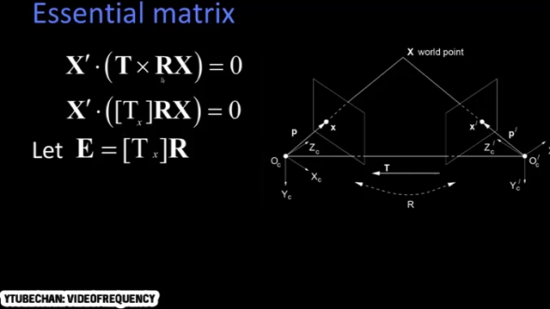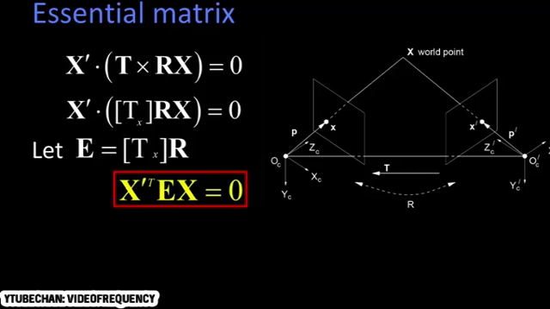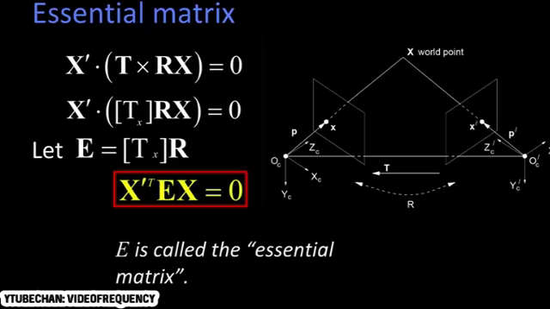Well, as soon as you do that, you realize I have this really beautiful, elegant expression that says x prime transpose E x equals 0. And E is what's called the essential matrix. And what's cool about the essential matrix is that it relates the point x and the same point, but described in the other camera frame. And note that these are world points in these frames for these calibrated systems.